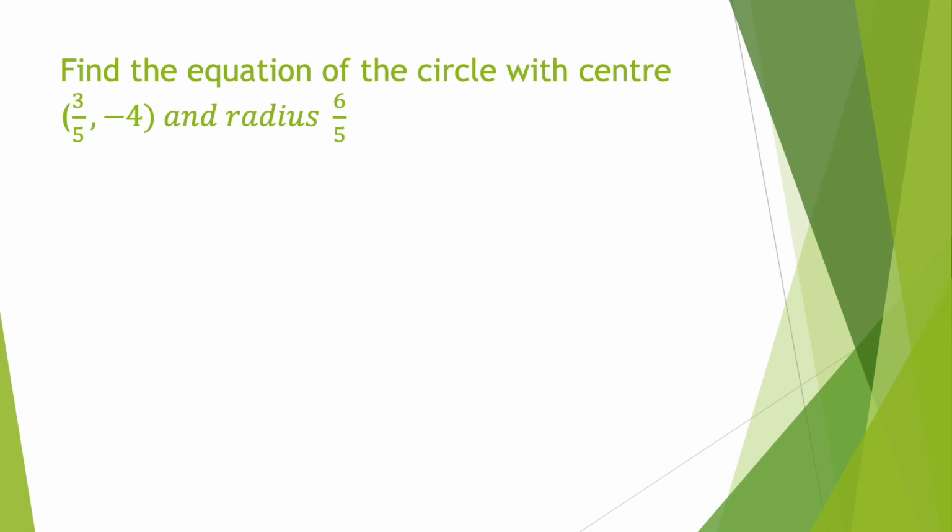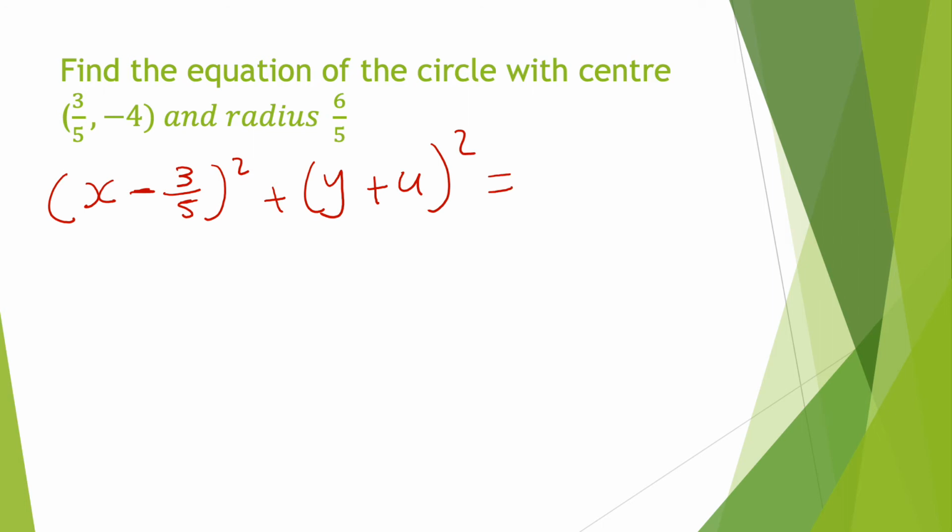So now find the equation of the circle with this center and radius 6/5. So you just substitute that into the equation of the circle. So I get (x minus 3/5) all squared plus (y plus 4/5) all squared equals 36/25, because you know r squared.